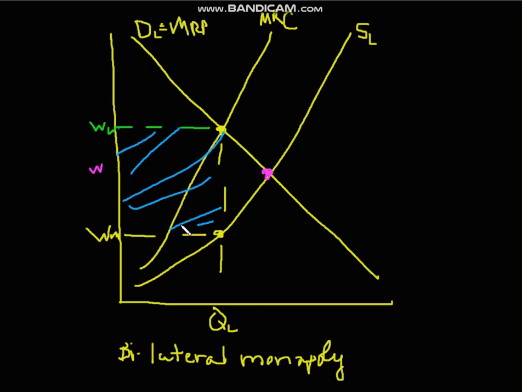It depends on who has the better bargaining position. If management has the better bargaining position, it's going to be somewhere in here. If the union has a better bargaining position, the wage rate's going to be somewhere in there. And so it's going to fall somewhere in between. It all depends on who has the better bargaining position. So that explains what happens when you have a union and a monopsony. You get a bilateral monopoly.